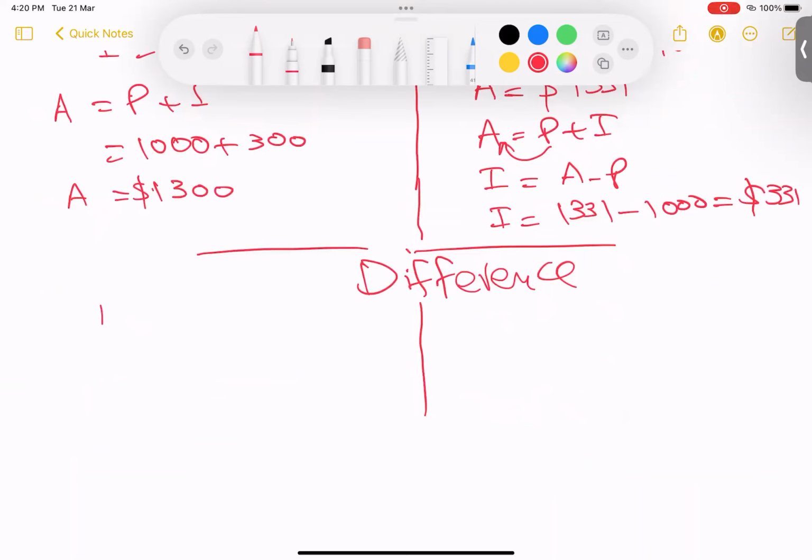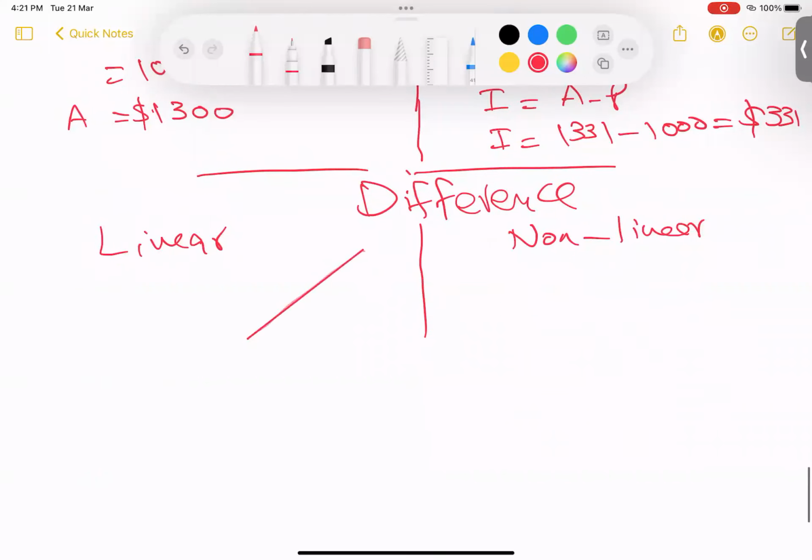This is called linear. This is called non-linear. What is called linear and non-linear, sir? Linear is a straight line, but non-linear is a curve. Okay, a curve, it means like that.